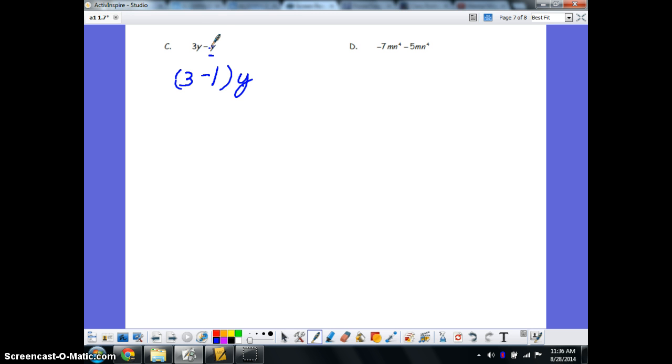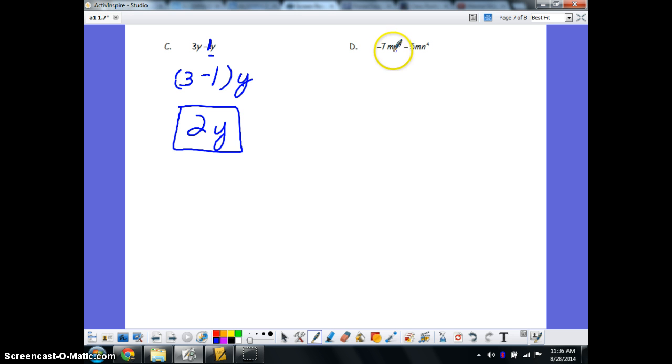So now we see what that coefficient in front of that y should be. If there isn't one, we can put a 1 there. Okay, and then we combine 3 minus 1, of course, is 2. So that simplifies to 2y.